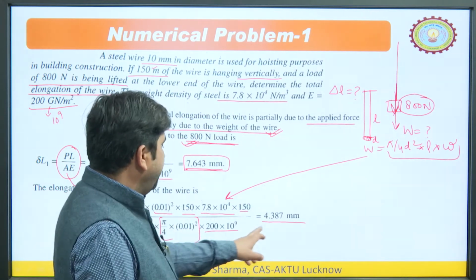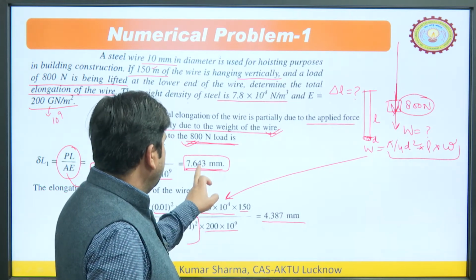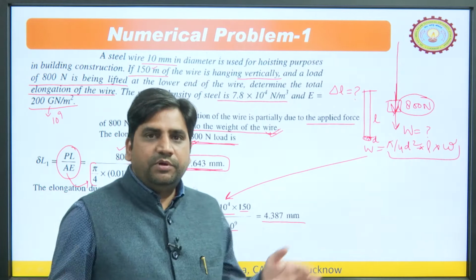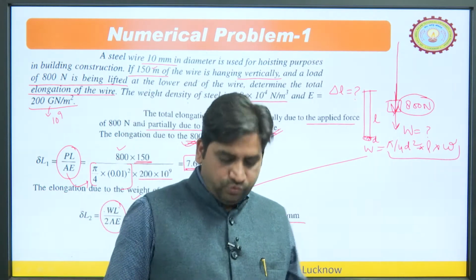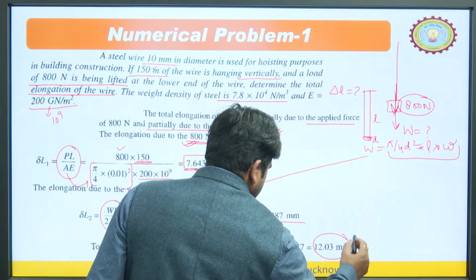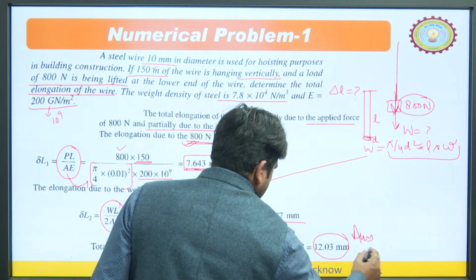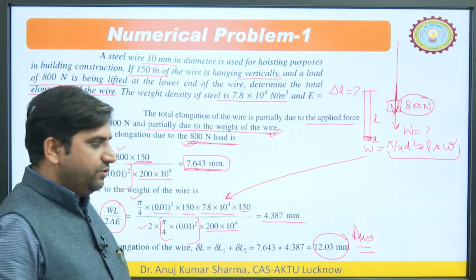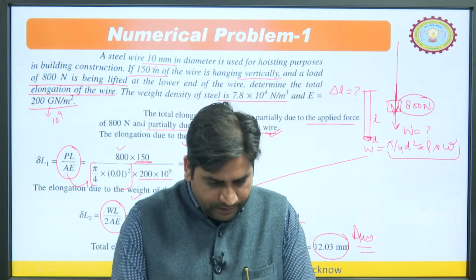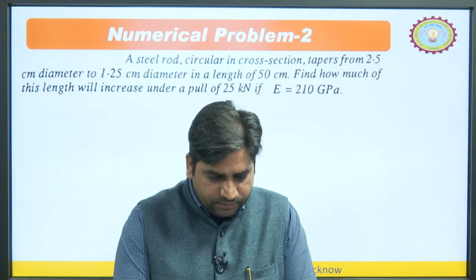Due to its weight, this much is the increment, and the other is due to the applied load of 800 Newton. If you want to calculate the total elongation, just add these two. So, this is the total elongation, and the answer is 12.03 millimeter. Very simple formula, you can try it at home also. Now, let us come back to problem number 2.